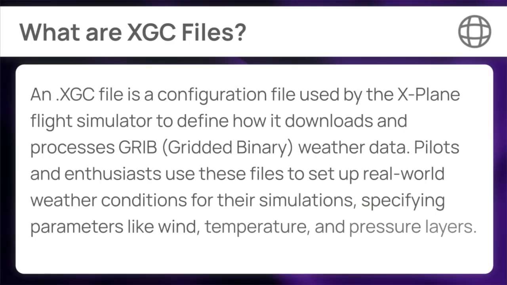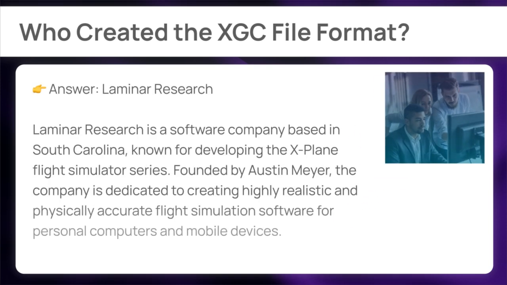An .xgc file is a configuration file used by the X-Plane flight simulator to define how it downloads and processes GRIB, gridded binary, weather data. Pilots and enthusiasts use these files to set up real-world weather conditions for their simulations, specifying parameters like wind, temperature, and pressure layers.